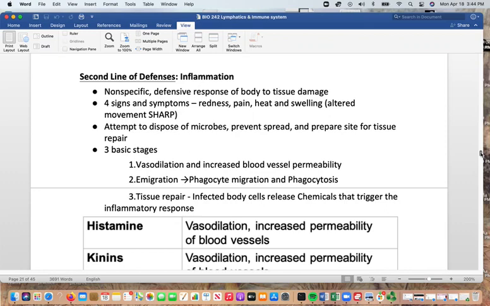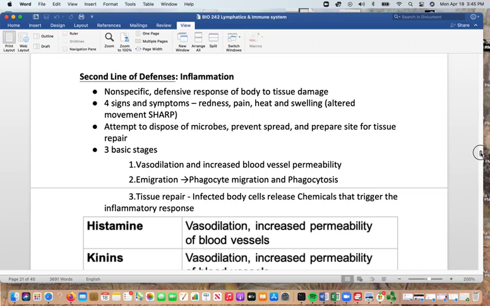So with the second line of defense, this will involve inflammation. So we've got non-specific defense responses in here that are just responding to the damage in the tissue. So we've got 4 main signs and symptoms that will go with this: redness, heat, pain, and swelling. So you also have altered movement as the 5th part of the inflammation acronym. The goal of this is to try to dispose of the microbes, keep them from spreading, and then prepare the site to have the tissue repair.